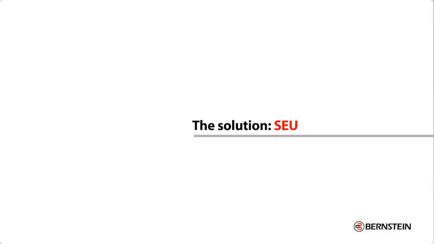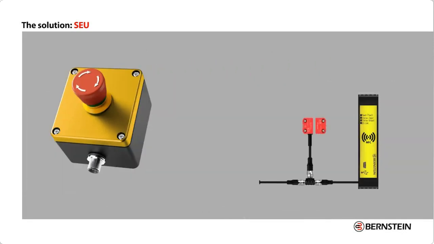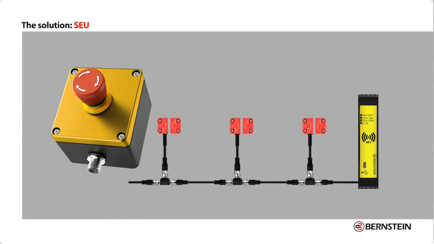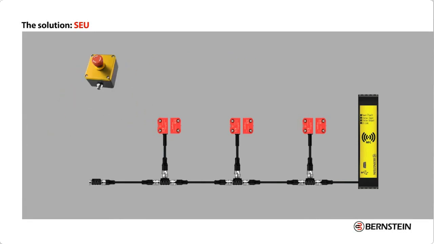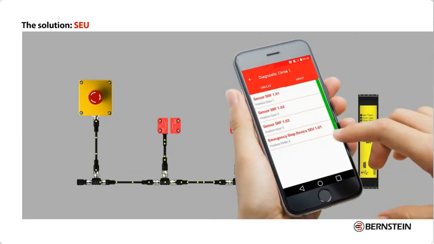To solve this problem, Bernstein offers an electronic emergency stop device, specially adapted to the SRF safety sensors. This electronic emergency stop device fits perfectly into the SRF series. Simply integrate it via the M12 connector and that's it. And despite a series connection, you no longer have to worry about fault masking. In addition, the electronics allow the transmission of extensive diagnostic data so that your machine can work very efficiently. This creates the basis for predictive maintenance.